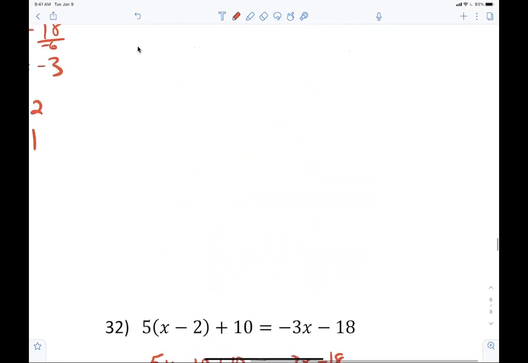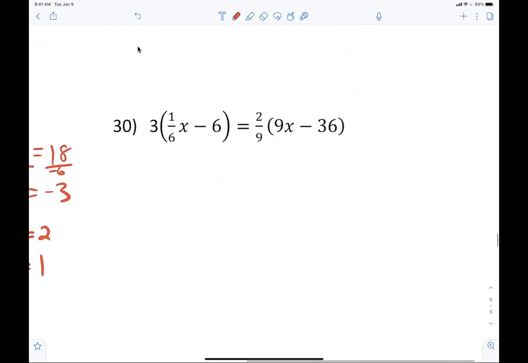All right, here we go. Let's knock out 30. All right, 30 is a good one. All right. 3 times 1/6 is 1/2. 1/2 x minus 18 equals 2x minus 8. Now, again, I just did that fraction pretty quickly. Does anybody have any questions with that fraction? Tell me. So are you good with 1/2 x? You want me to show you that?